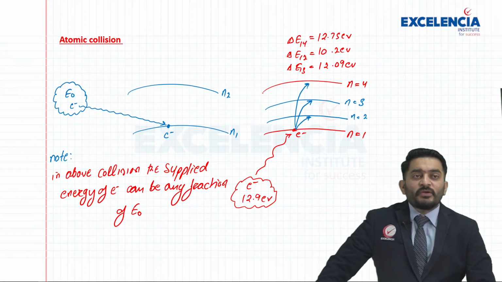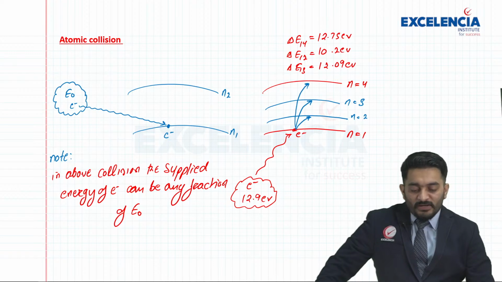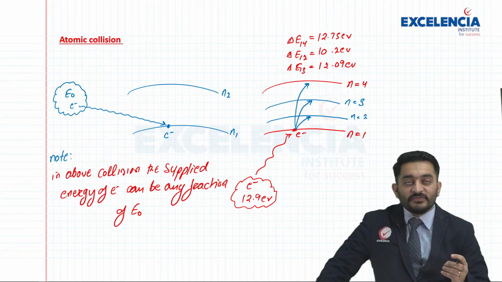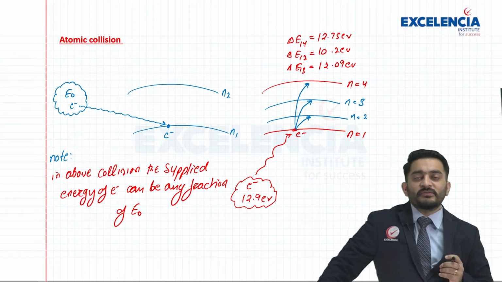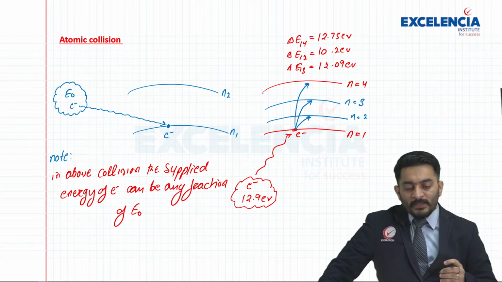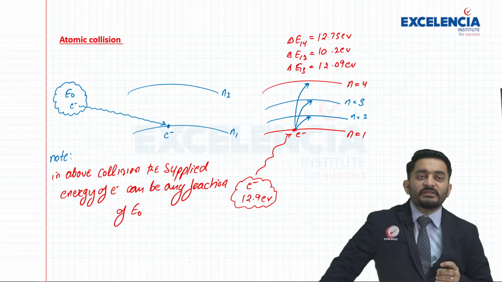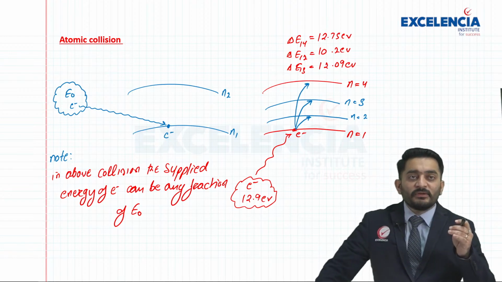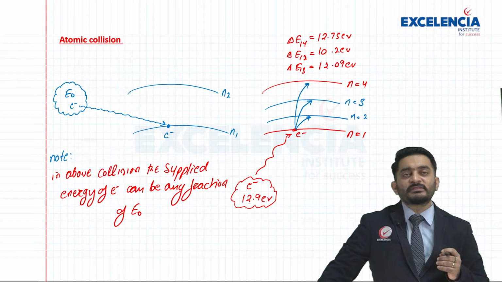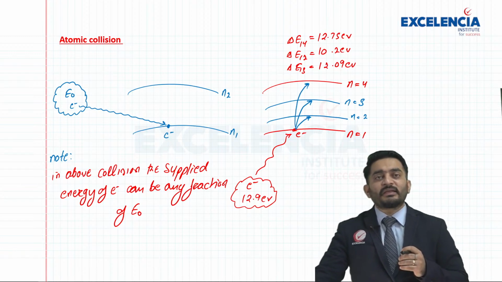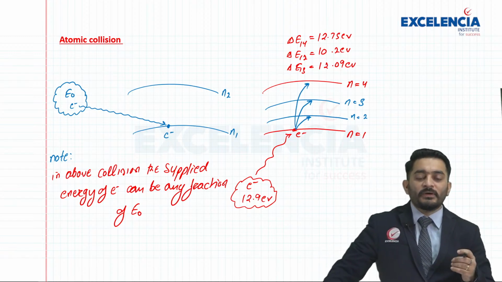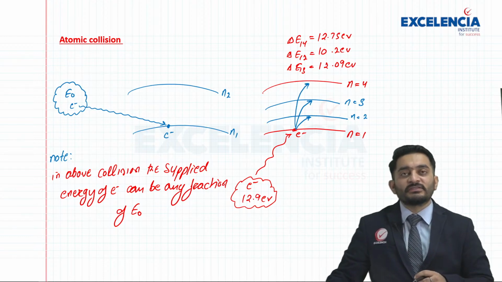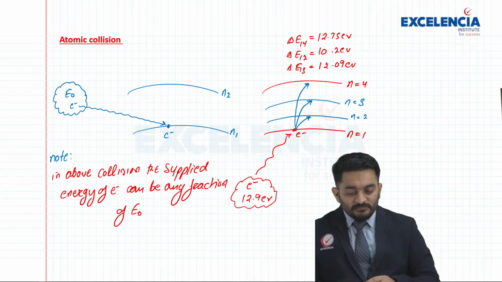So in atomic collision, the main important point you have to take from it is this: whatever the maximum energy the electron possesses, any particular level below that maximum energy can be taken by the electron when it goes from a lower state of energy to a higher state of energy.